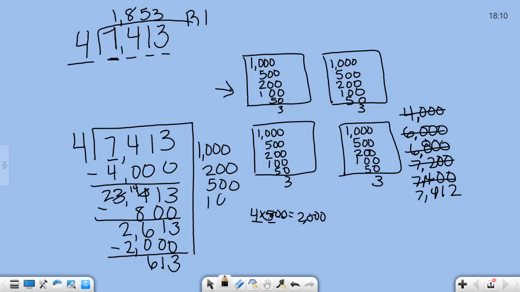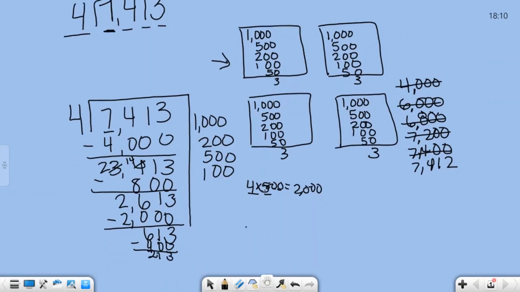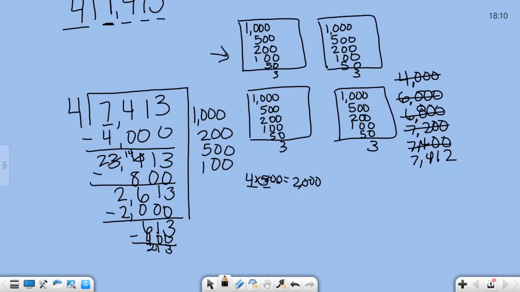And then I can do, okay, 100. 4 times 100 is 400. So now I only have 213 left. Let's see, move that up a little bit. Okay. Now I can do 4 times 20 is 80.